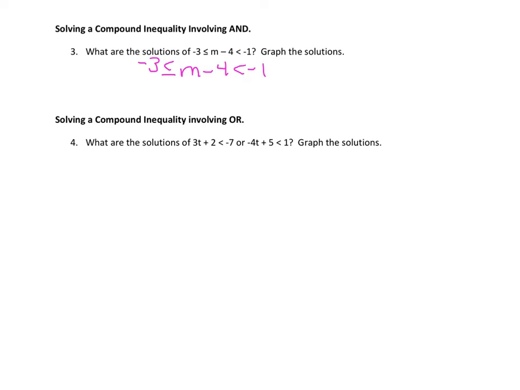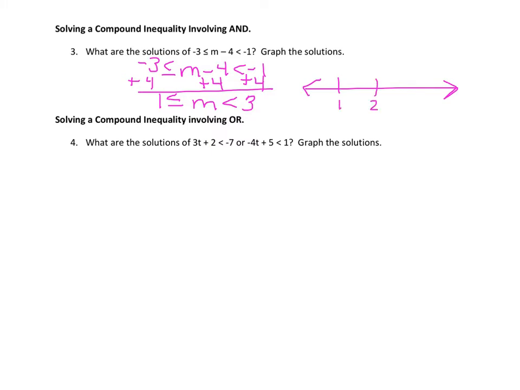We can just realize that whatever we're going to do to the m, we have to do to both sides of the inequality. For example, in order to get m by itself, I have to add 4. So I have to add 4 to both sides. So negative 3 plus 4 is a positive 1. We just have m in the middle. And then we have negative 1 plus 4 is a positive 3. And we graph that.